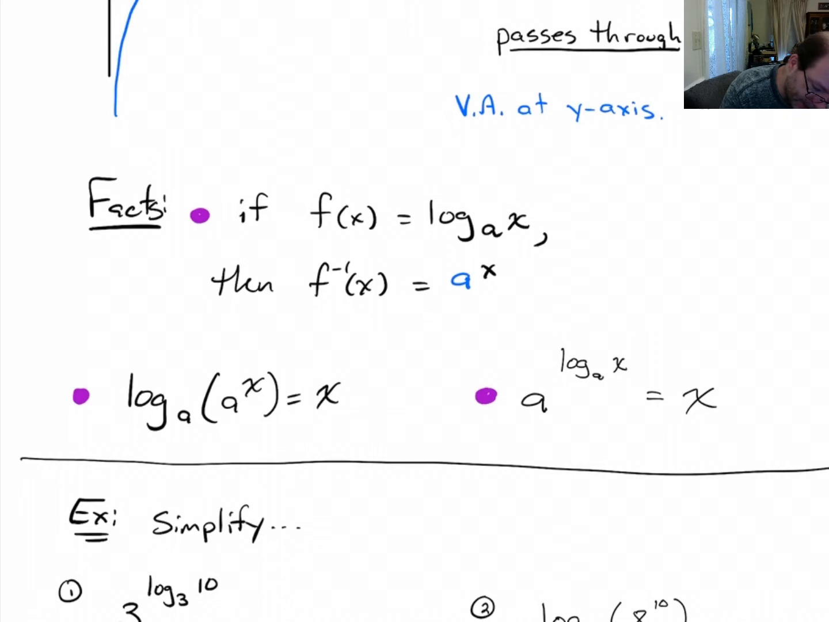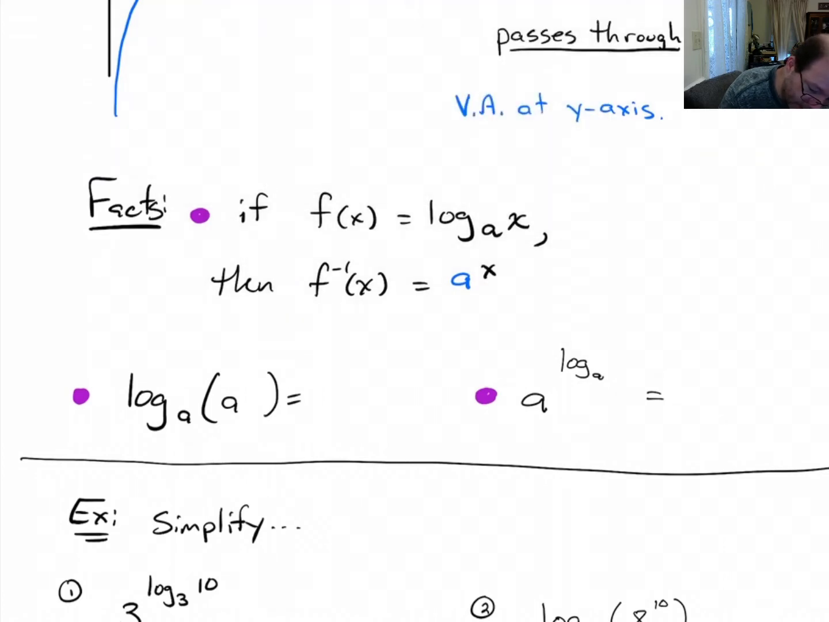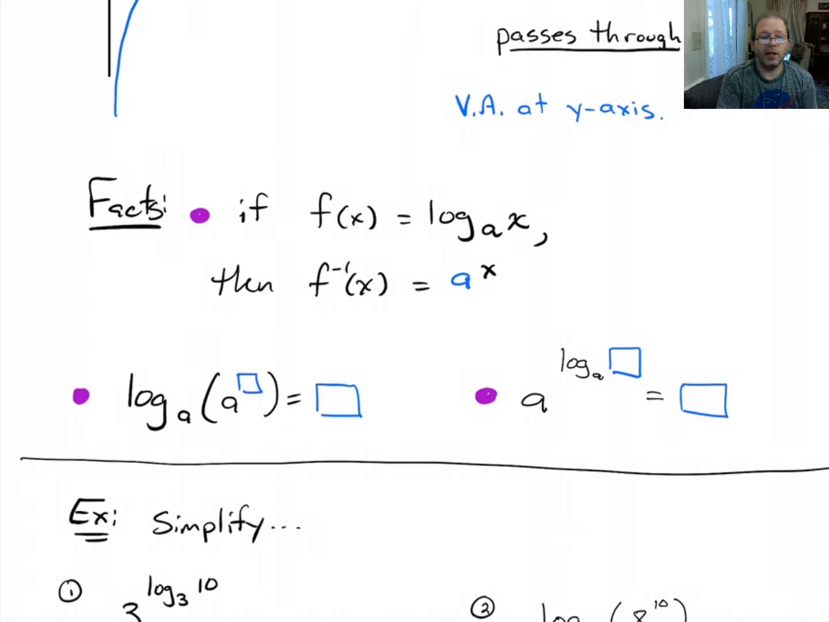And sometimes I think it's beneficial to write this, maybe not with an x, but with a box. Because you might have an x in there, you might have something more complicated in there, or you might just have a number. But whatever's in the box here is also going to be in the box over here.